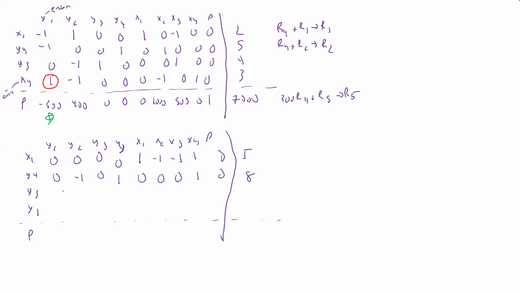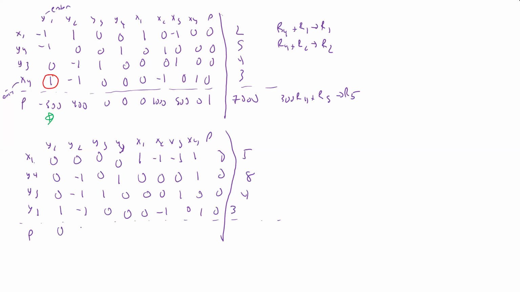That one stays the same. So 0 minus 1, 1. And then we have three zeros. And then we have a 1 and 0, 0. And then a 4. That row stays the same. 1 minus 1, three zeros. Minus 1, 0, 1, 0, 3. And then 300 times that plus that.